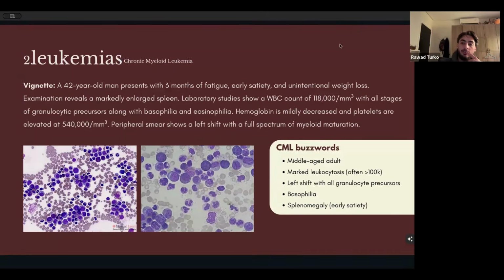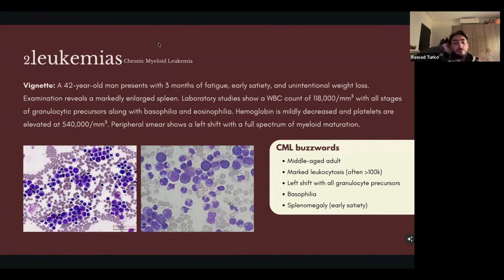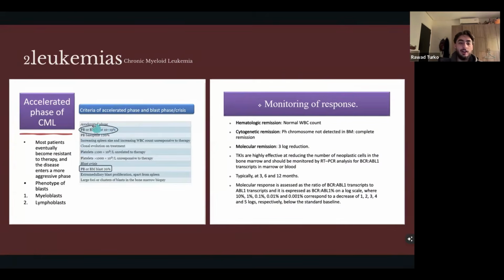Now, who can name the three phases of CML and how to differentiate between them? Yeah, perfect. So we have the accelerated phase, we have the blast crisis, and we have the chronic phase. So again, anything from 10 to 19% blasts is going to be an accelerated phase. Okay, and then greater than 20%, that's going to be the blast crisis. Okay, and then the chronic phase is below 10%.